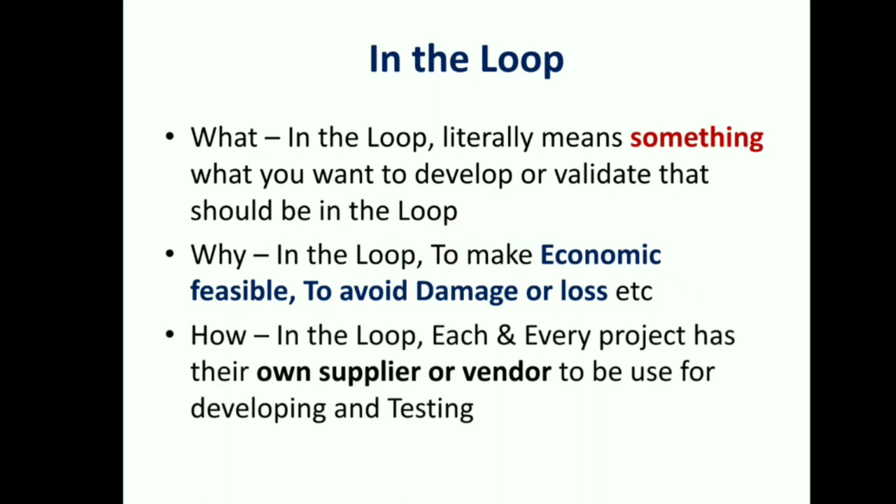All right, so how can you use the particular software or hardware in the loop? For each and every software, hardware, processor, or model, each project has its own supplier as well as vendor for developing and testing. For example, if you want to go for HIL, you can go for ETAS, or dSPACE, or CarMaker. Any supplier. In the same way, if you want to go for model in the loop, you can go for MATLAB or LabVIEW, or any dSPACE tool or anything.